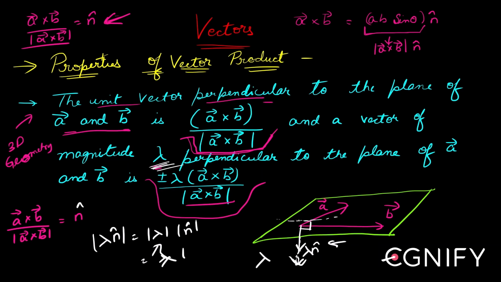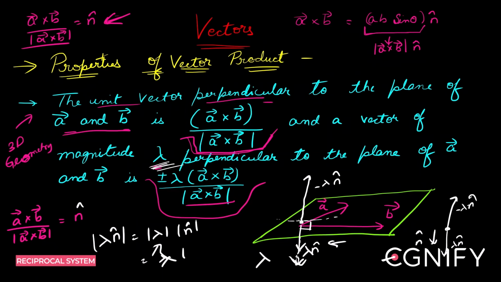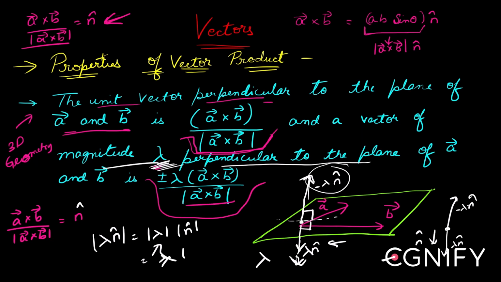So I'll get a new vector whose magnitude will be lambda. What if I multiply this n cap with minus lambda? Then I will get the same vector in the upward direction. This is my minus lambda n cap, because my n cap is downward, lambda n cap is also downward, and minus lambda n cap is upwards, right? But in both cases, even this upward arrow is perpendicular to the plane, and even this has a magnitude lambda. So that's why both plus and minus are valid.